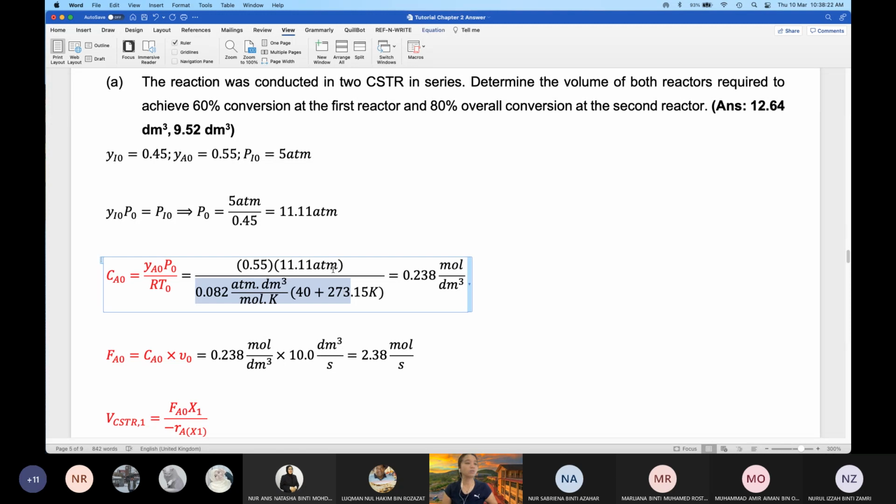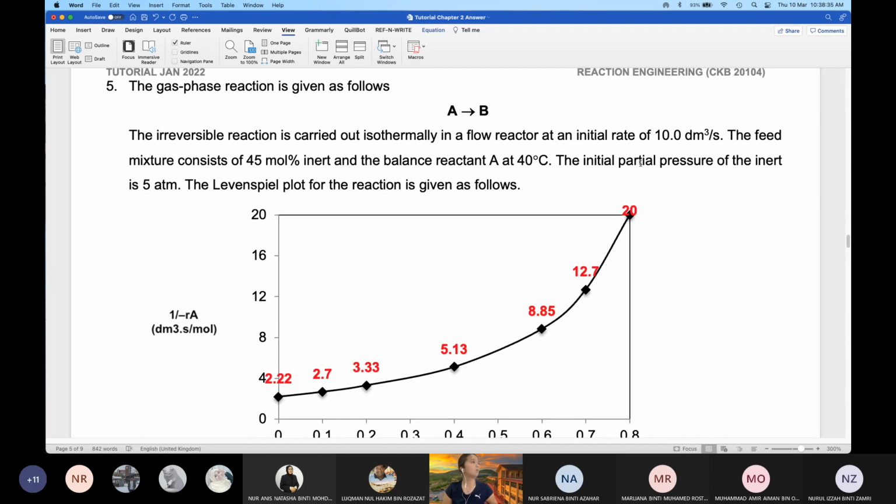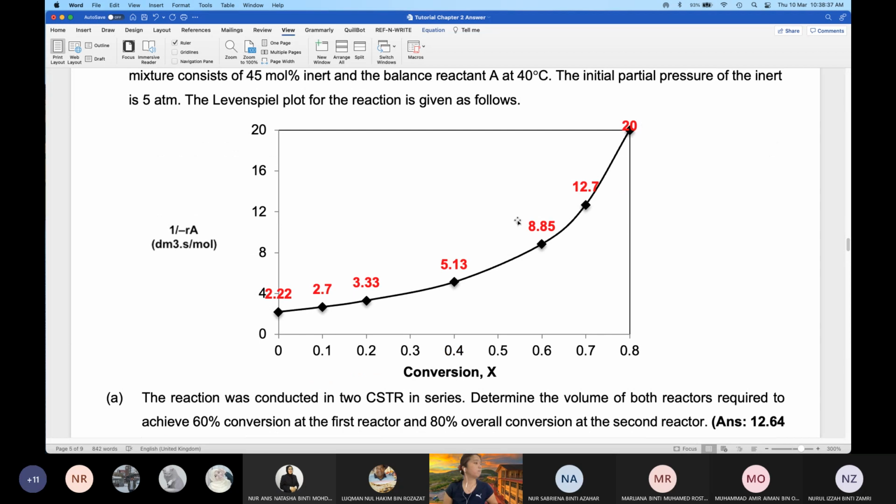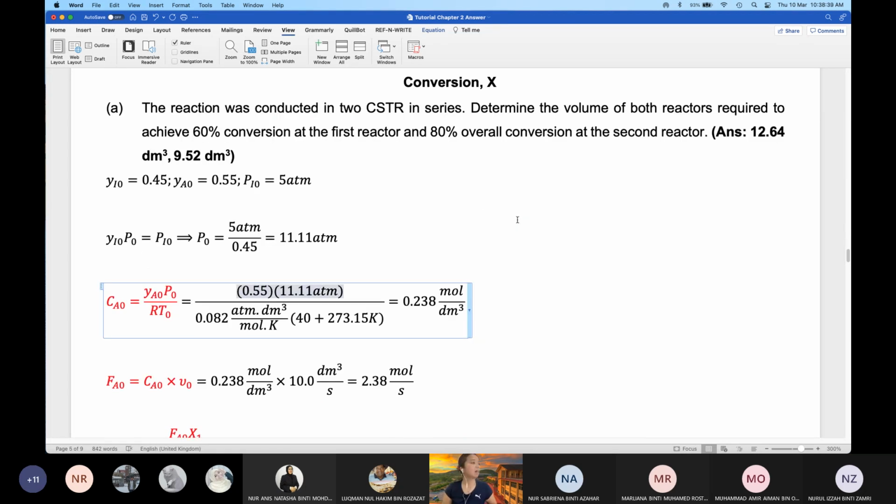So for my pressure in atm, I use the gas constant in atm, so 0.082 atm dm cube per mole Kelvin. Temperature, my T0 was 40 Celsius. I convert it into Kelvin. I will get my initial concentration, 0.238 mole per dm cube. So you convert the unit, you get the concentration.